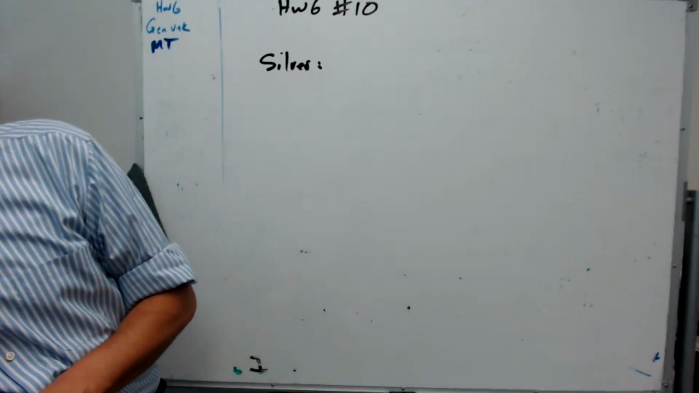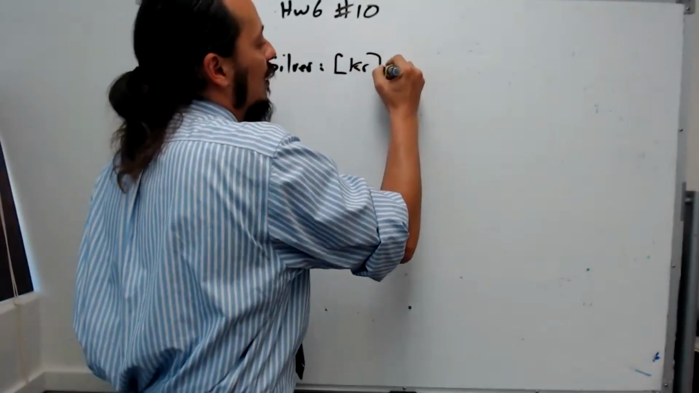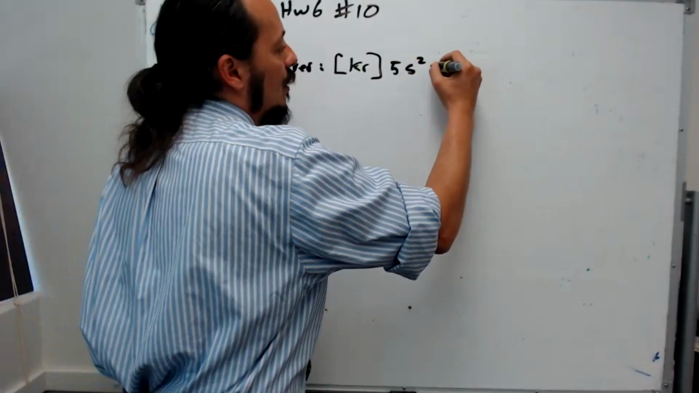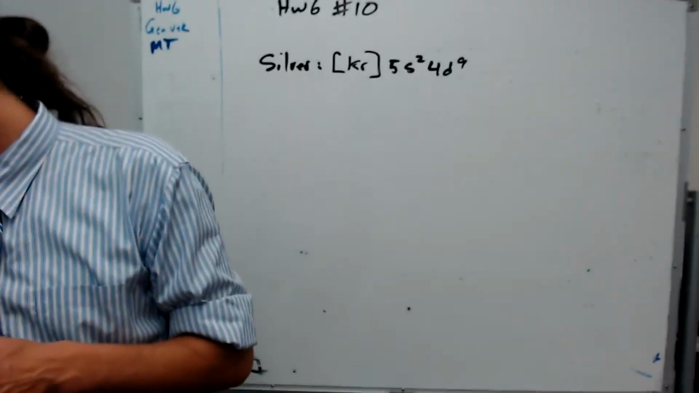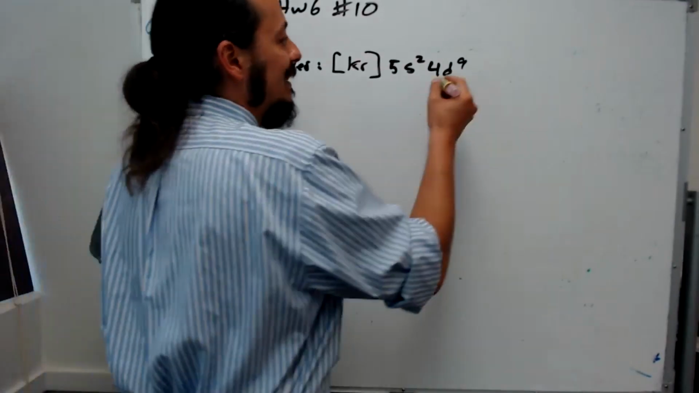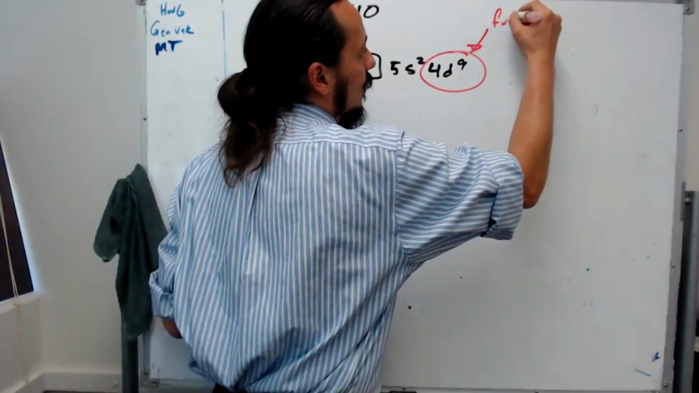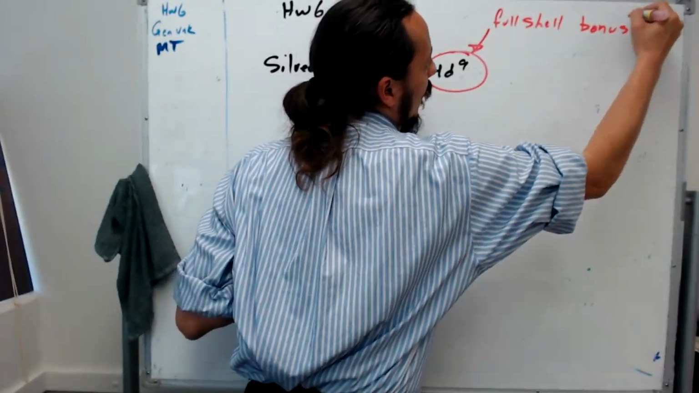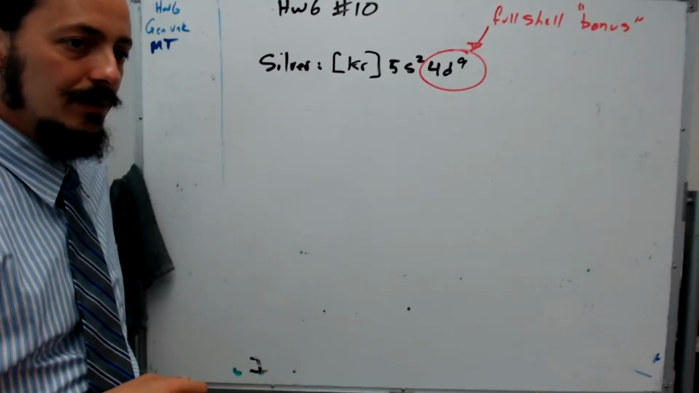So if we look at silver, this is element 47. We're going to have krypton, and we're going to have our 5s2, 4d9. And that is wrong. Don't write that down. Because whenever we see that d9, you're going to get your full shell bonus. Do you remember the full shell bonus?